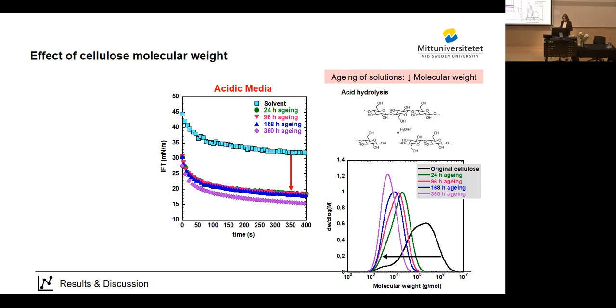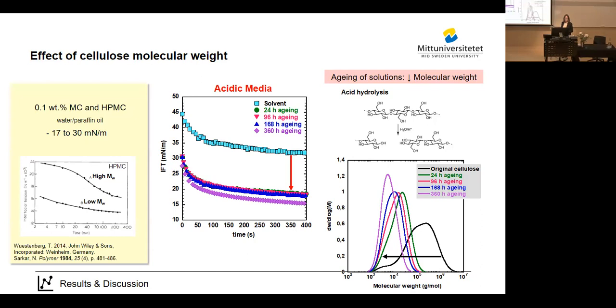These results are similar to the ones in literature regarding cellulose derivatives, such as MC and HPMC, regarding the interfacial tension decreasing value range and also molecular weight.